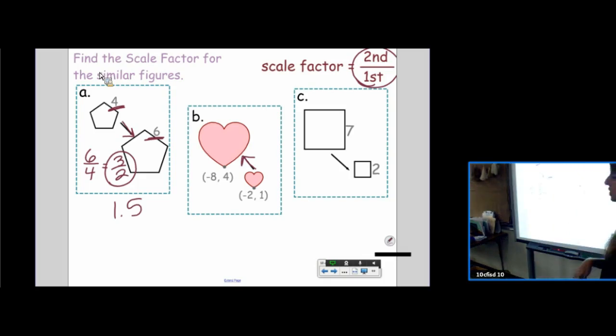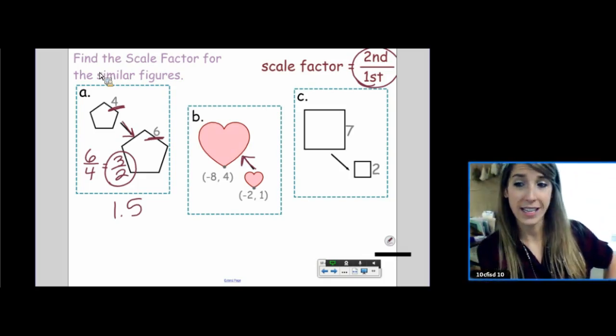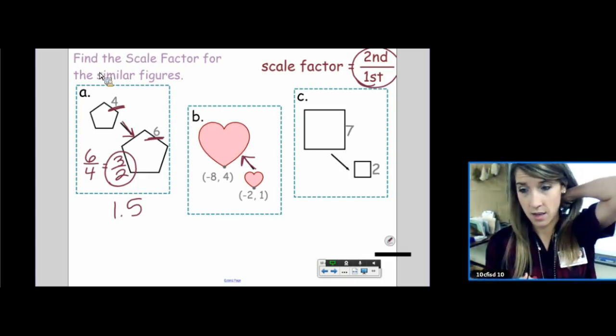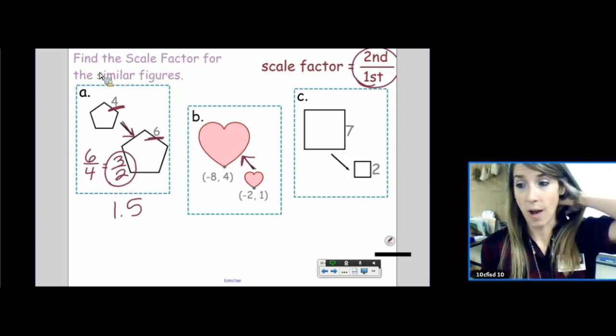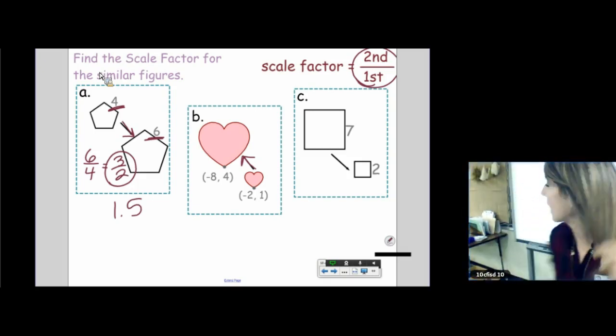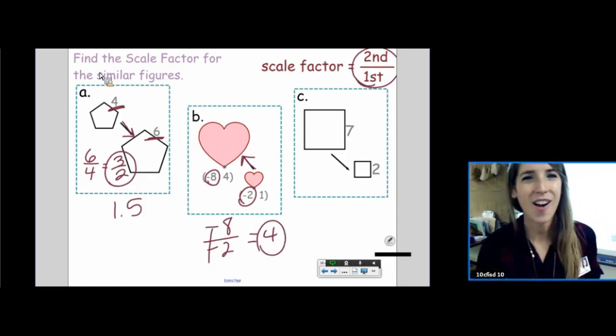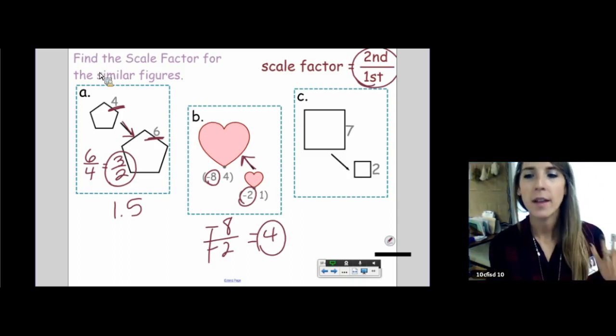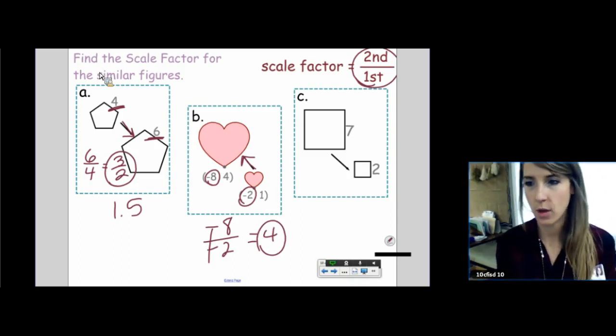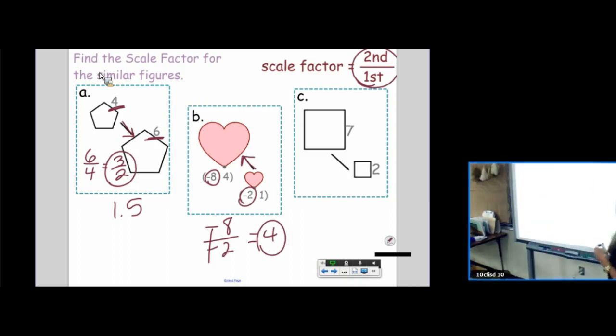Second over first. Now this time I gave you coordinates instead of side lengths. So you can pick your x's or your y's. It doesn't matter. Second over first. -8 divided by -2. The negatives cancel. How much bigger is that second heart than the first heart? 4 times bigger.